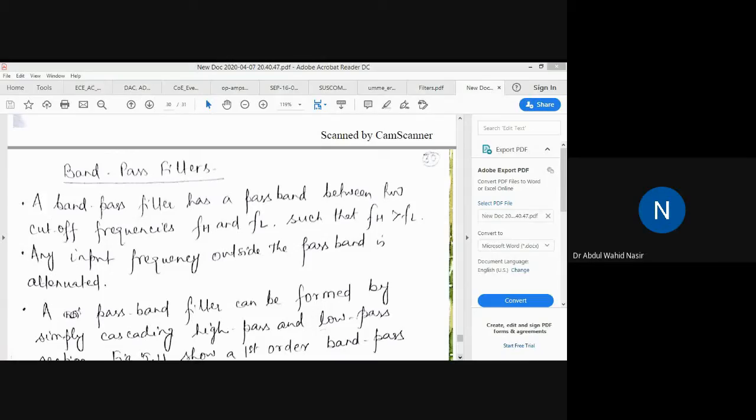Today I will also touch the band pass filter. Before starting the band pass filter, first I will take the attendance.